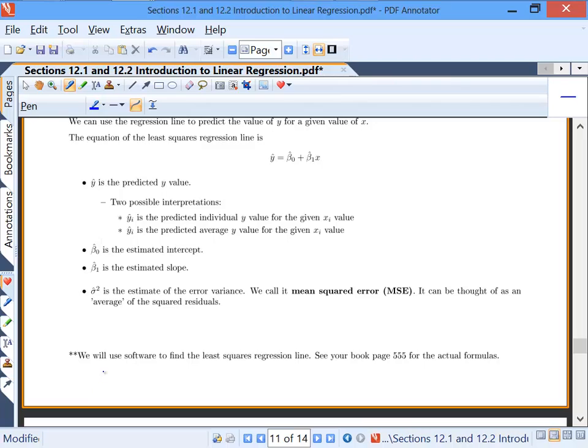Again, beta hat naught would just be our estimated intercept, beta hat 1 estimated slope. Okay. Now, sigma hat squared is the estimate of our error variance. And as you do your homework, your book will commonly ask you for the estimate of the error variance, and that's what they're looking for. Also called mean squared error. Okay. And it can be thought of as kind of like an average of your squared residuals. And we use software to find our mean squared error. You can see your book, page 555 for the actual formulas if you want, but we'll again never calculate those by hand.